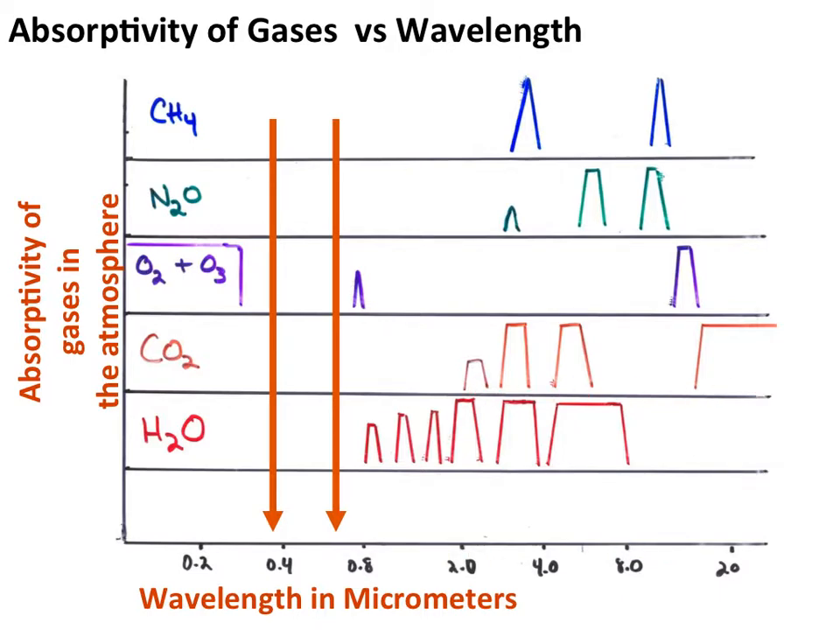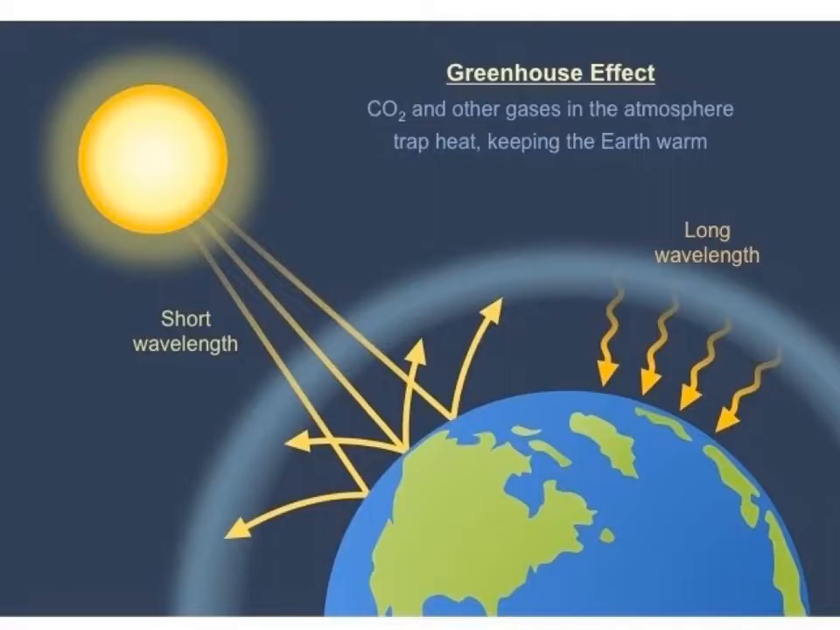Now, there are two things to notice. No gases absorb the visible wavelength range. Visible wavelengths get all the way through to the Earth's surface. Carbon dioxide, water, nitrous oxide, and methane are all greenhouse gases that absorb long infrared wavelengths radiated from the Earth's surface. These gases re-radiate heat back to the Earth.